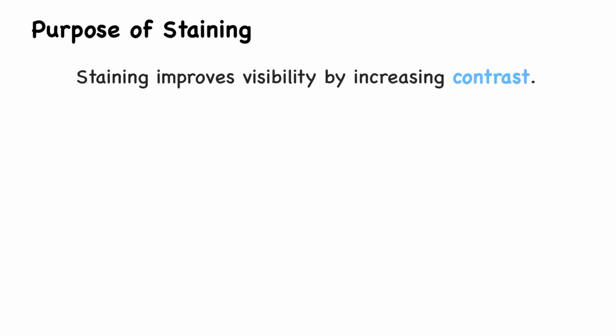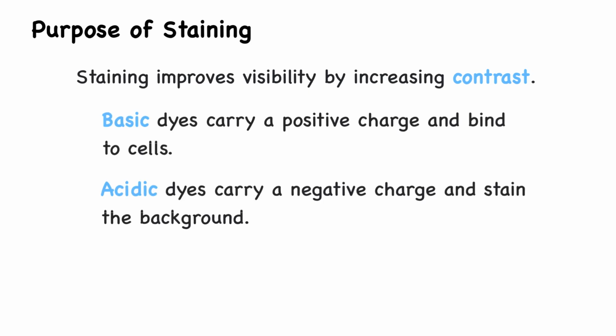Unstained cells in a fixed smear are often difficult to see even with strong magnification and good resolving power. Staining is what makes those cells visible by applying dyes that interact with cellular structures, increasing contrast. Basic dyes carry a positive charge. Acidic dyes carry a negative charge.